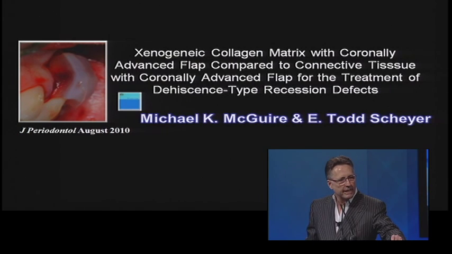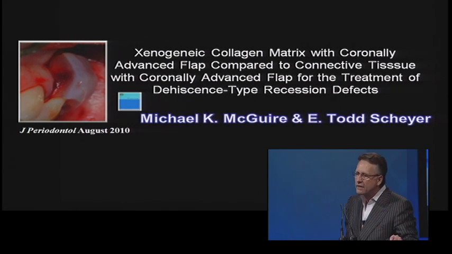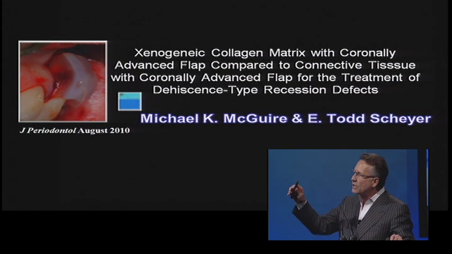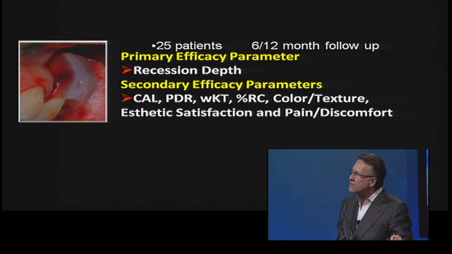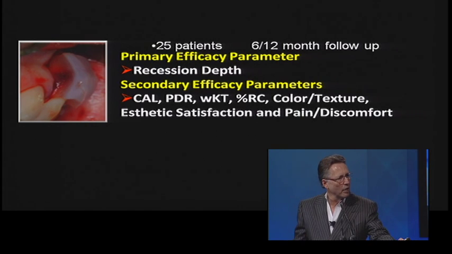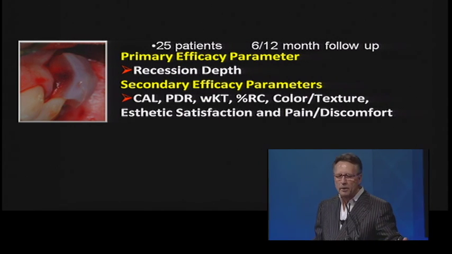And then we did our RCT with it under a flap. We compared it with the connective tissue graft, which is, of course, the gold standard for root coverage, and we placed a coronally advanced flap over the material. It's a 25-patient study. We looked at it initially at 6 months, then at 12 months, and we're now looking at 24-month data. This was published, if you have an interest to really get into it, a couple of months ago in the Journal of Periodontology.